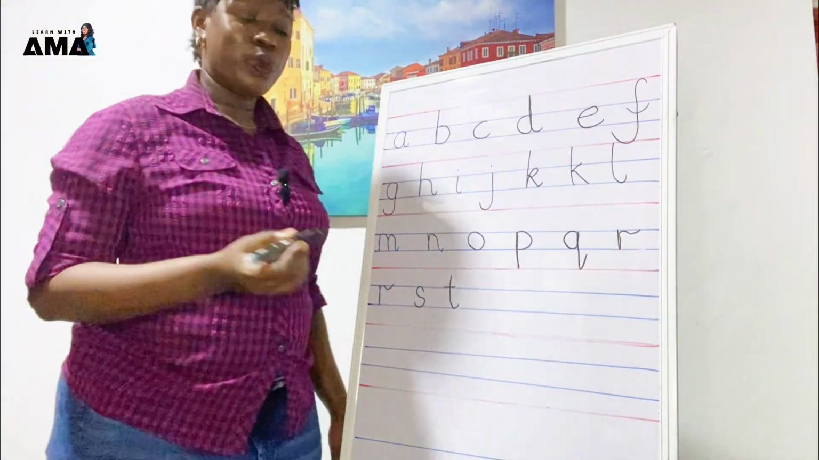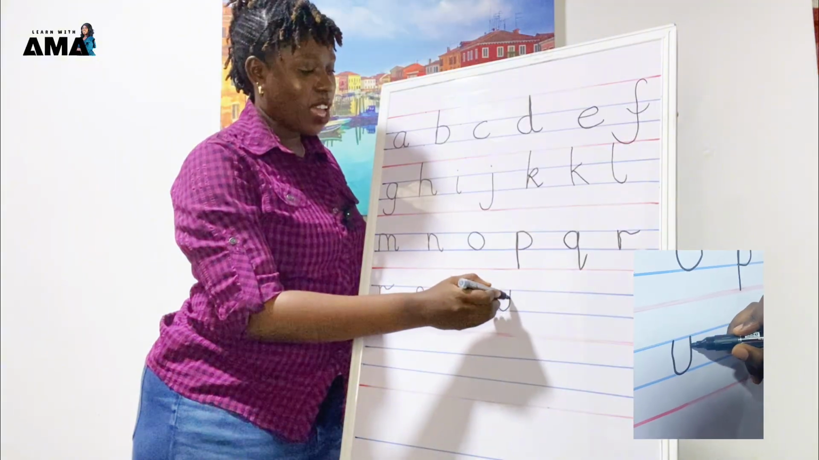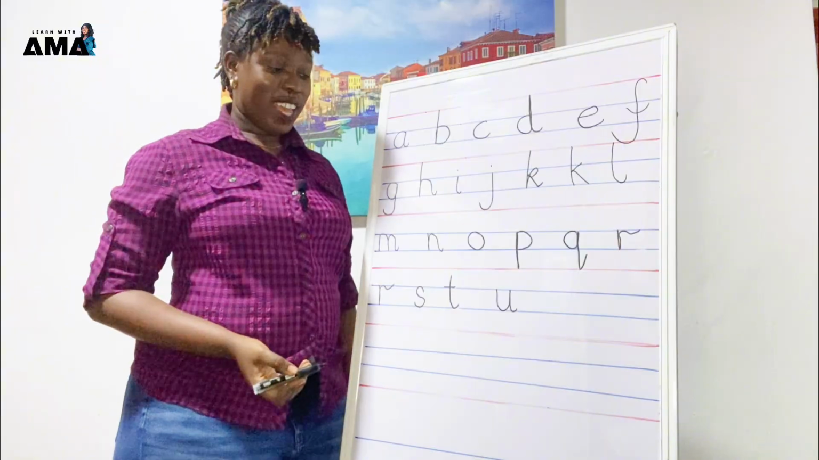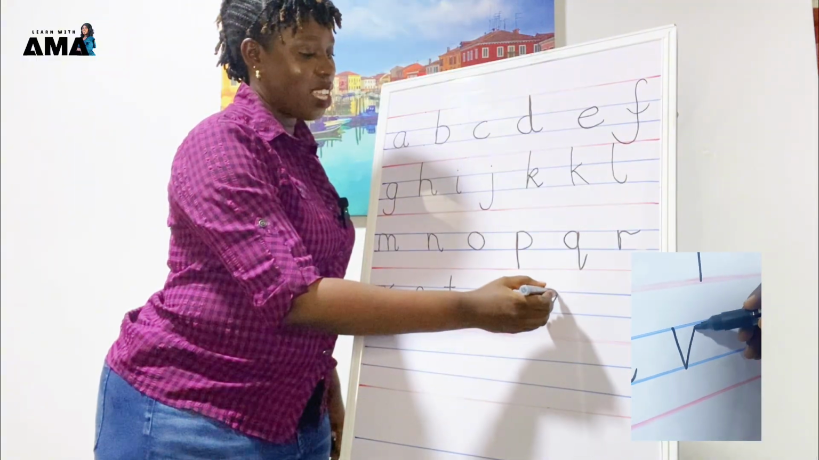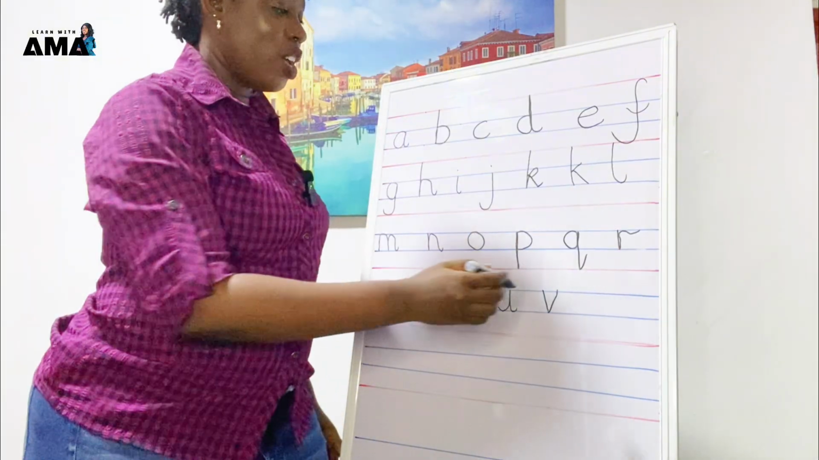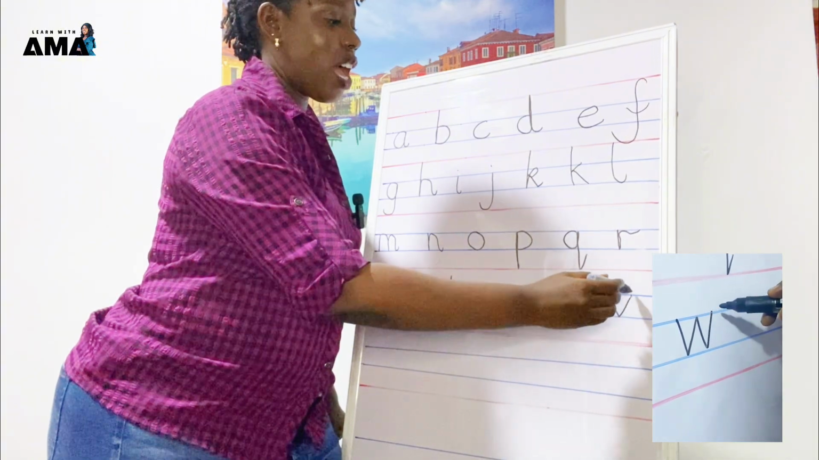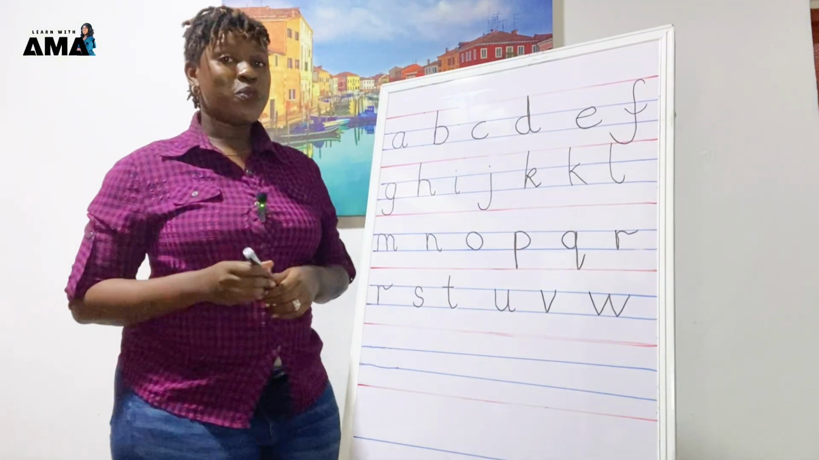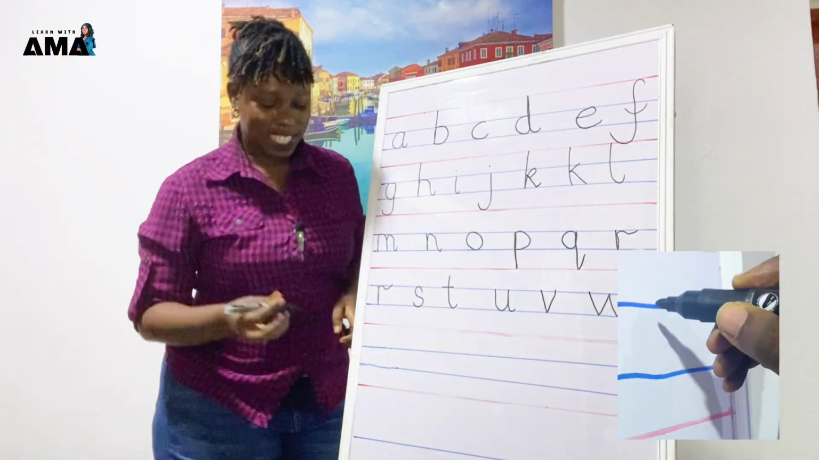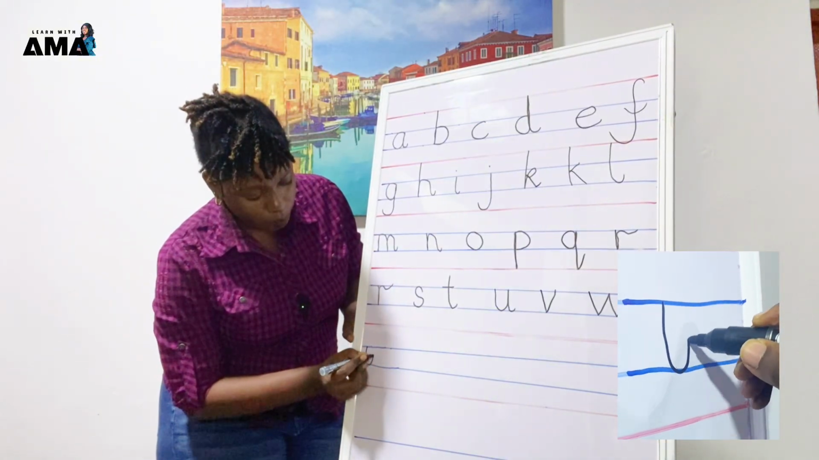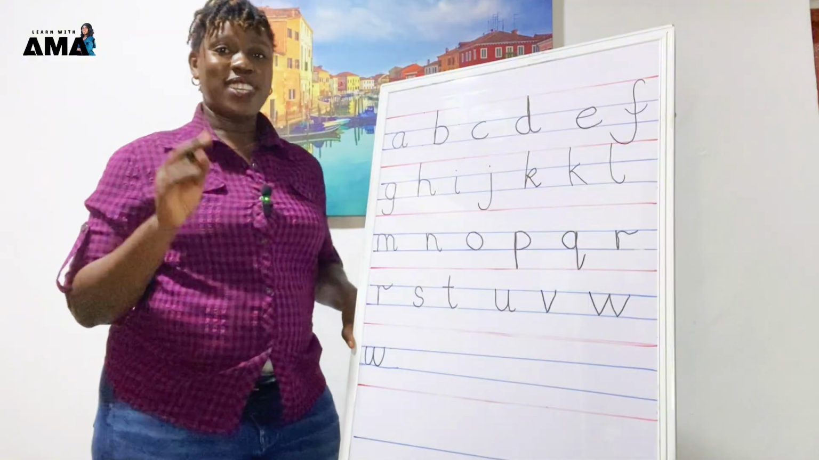Next we have U. U has a stroke down, take it up to make a curve and down with a flick. Next we have V. V has a slant down and another slant up. W. W has a slant down, slant up, slant down again and up. W, however, can be written in two different ways, either like this or with W's like this. This is also another way to write the letter W.